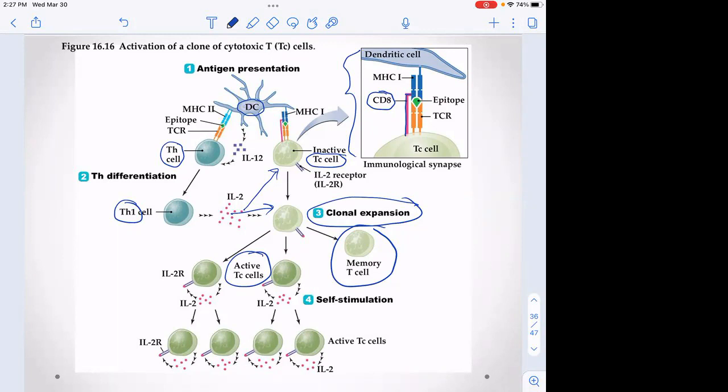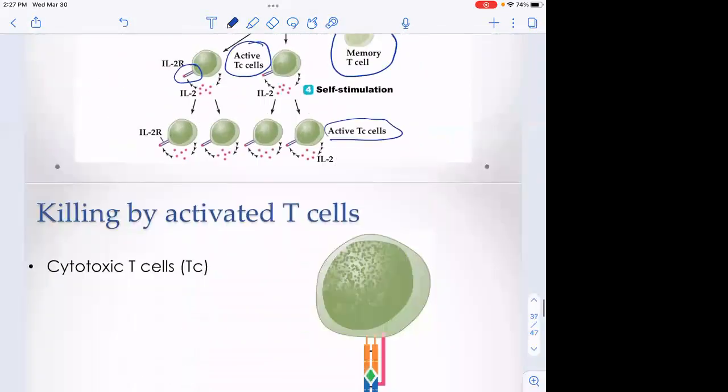I think it's kind of funny the way they drew this. It always looks like the cells are smoking a cigarette or something, but that just means they've got receptors for the cytokines that it self-stimulates. So basically, the cells make cytokines to stimulate itself to act on those virally infected cells. Okay, so these are active now. What are they actually doing?